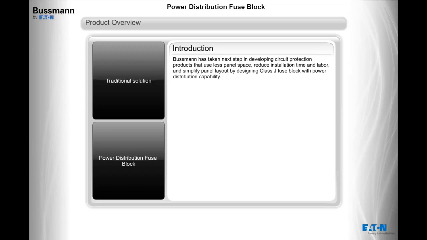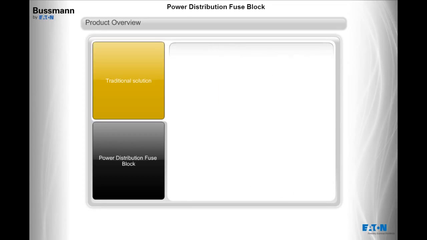In the world where panel space is at a premium, Bussmann has taken the next step in developing circuit protection products that use less panel space, reduce installation time and labor, and simplify panel layout by designing a Class J fuse block with power distribution capability.